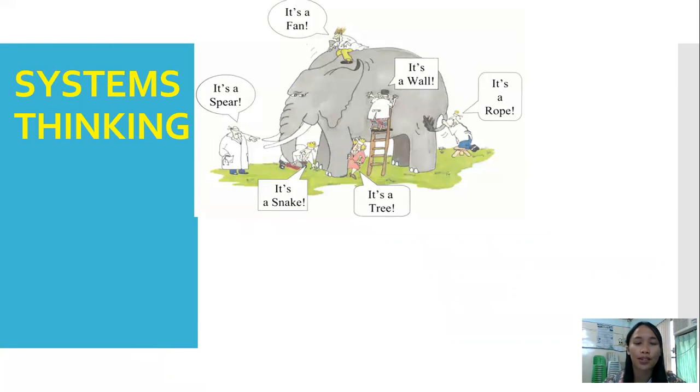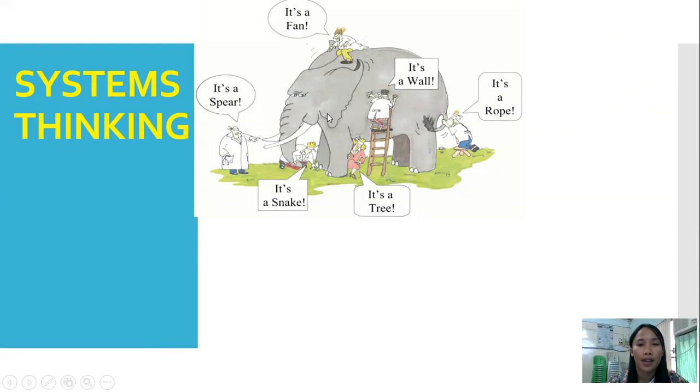So systems thinking is just like in this picture. There are 6 blind men and an elephant. This is a parable from India in which these 6 blind men will be able to identify the object, say for example this an animal in front of them, if they touch it. But each of them is assigned to a different part of this elephant.